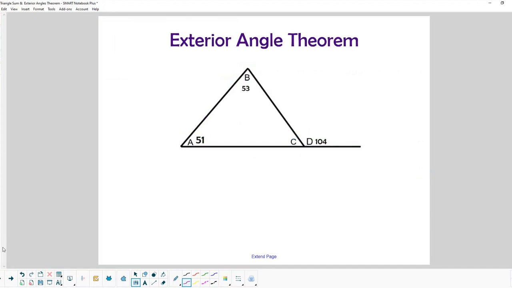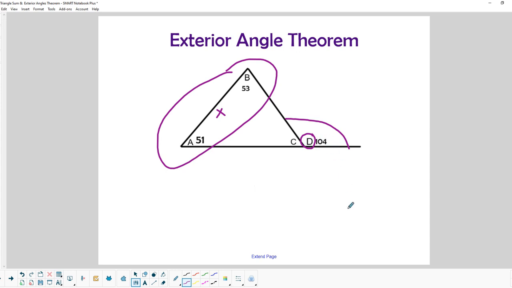Okay, now we have a new theorem we're going to talk about today. It's called the exterior angle theorem. And what that means is if you extend one of the sides of a triangle out a little ways, you actually create a fourth angle. And then we've got it listed as D here. And it turns out that that fourth angle is always equal to the sum of the two remote angles over here on the other side of the triangle from the extension. 51 plus 53 equals 104.